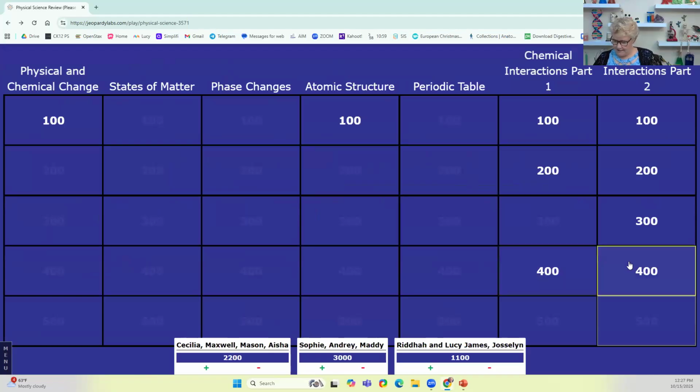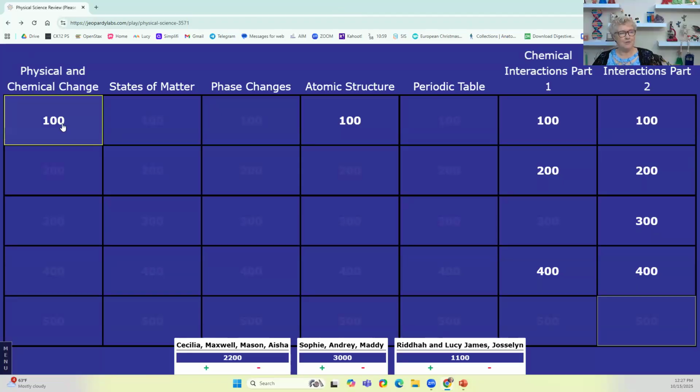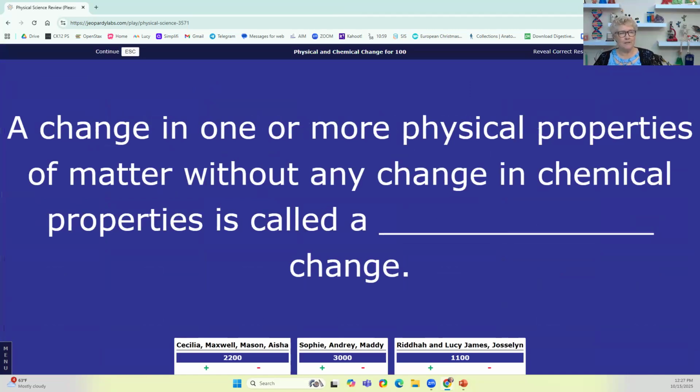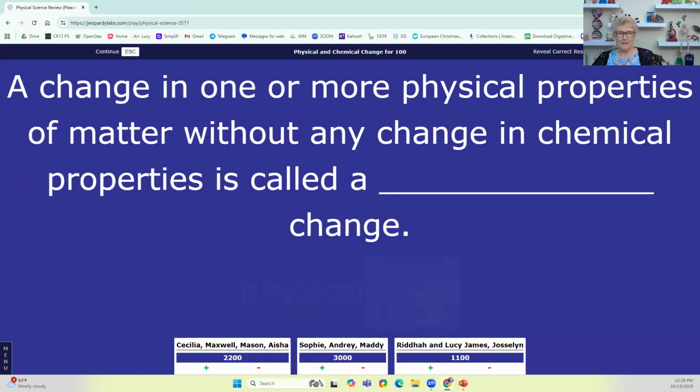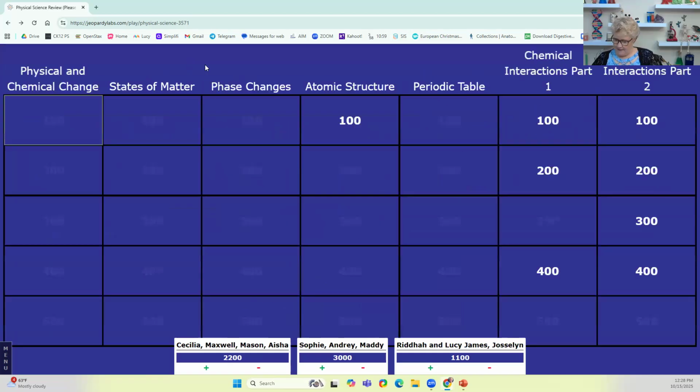All right. Now we are to team 3, Jocelyn. Physical and chemical change for 100. A change in one or more physical properties of matter without any change in chemical properties is called a what change? Rita, Lucy James, Jocelyn, you can all answer. All right, 5, 4, 3, 2, 1. Correct answer is physical. It's a physical change when it's only the physical properties and no change in the chemical properties. All right, Mason.